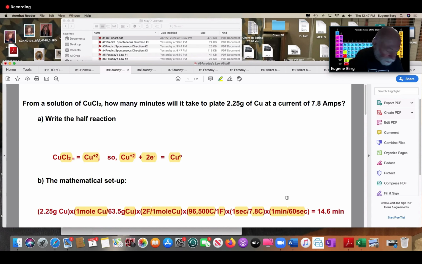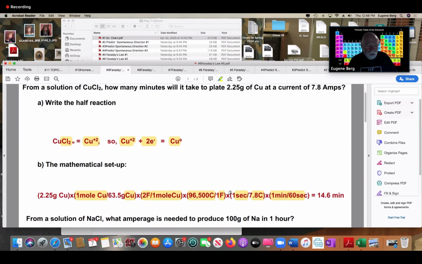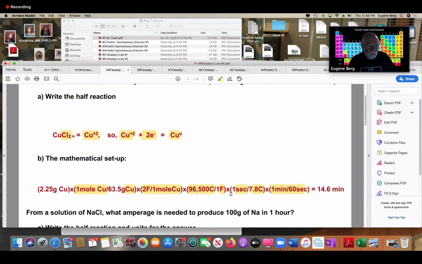Let's see if I can duplicate it. Please check me out on your calculator. So 2.25, and that gets divided by the atomic weight, so divided by 63.5. And that gets multiplied by 2, and that gets multiplied by Faraday's constant, and I got an answer of 14.6 minutes. So here's the last problem of the semester.